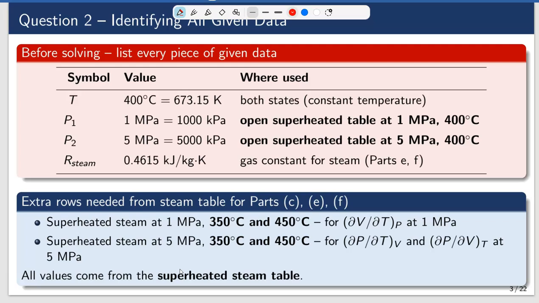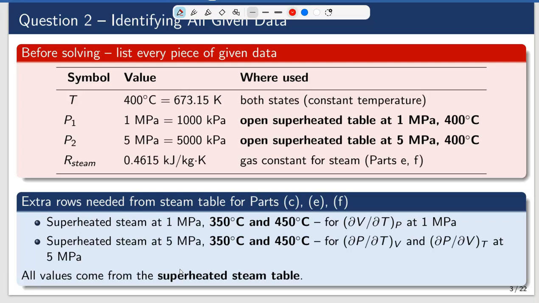So gas constant for steam. So that is required for part E and F. Extra rows needed from the steam table for part C, E and F, that we'll discuss later. So for that we need superheated steam at 1 megapascal, 350 degrees centigrade and 450 degrees centigrade to calculate dou V by dou T at constant pressure at 1 megapascal.